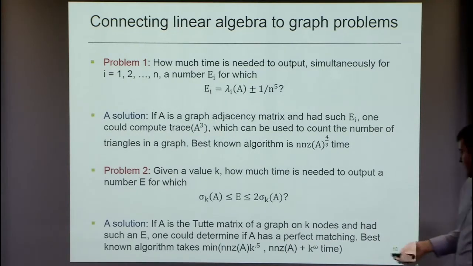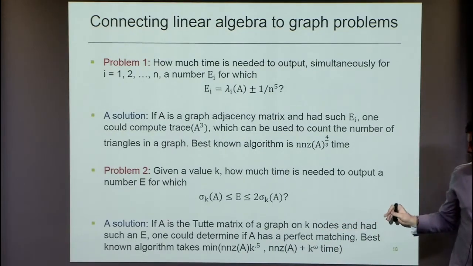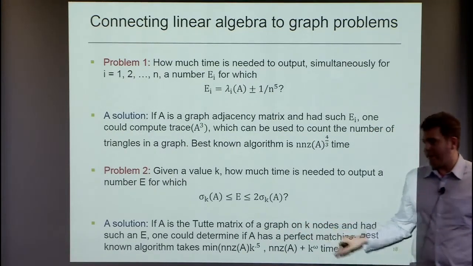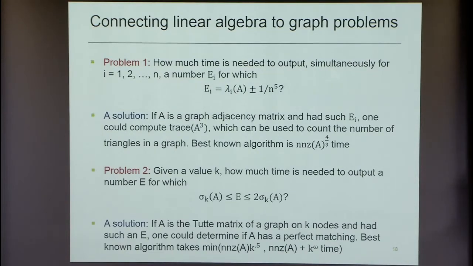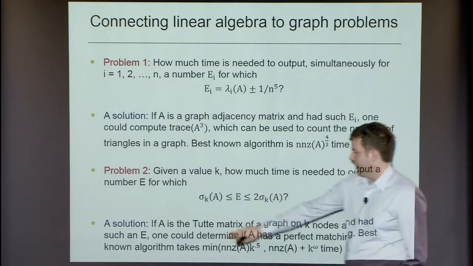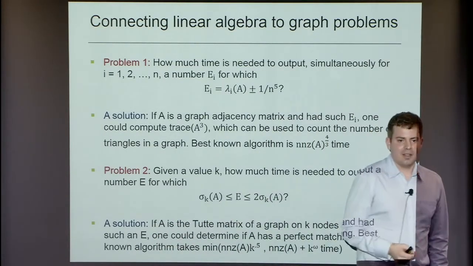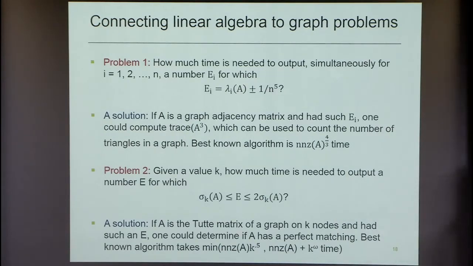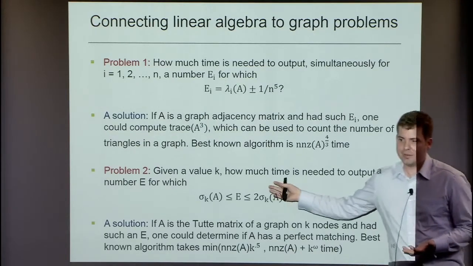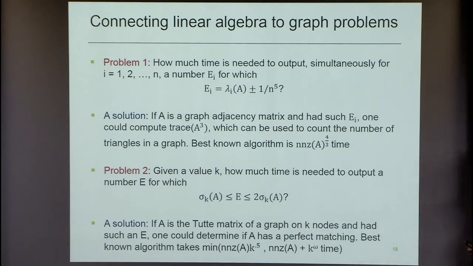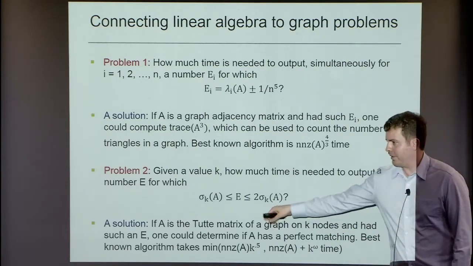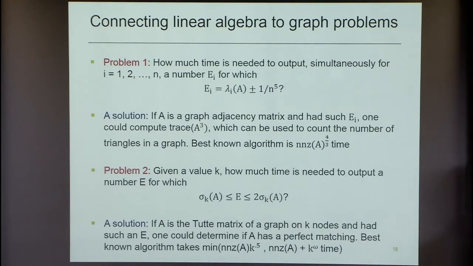Well, if I take the Tutte matrix of a graph on k nodes, then if I had such an approximation, I could determine if that matrix was full rank, right? Because I'm distinguishing between 0 and non-zero. And the graph has a perfect matching if and only if the Tutte matrix is a full rank matrix.